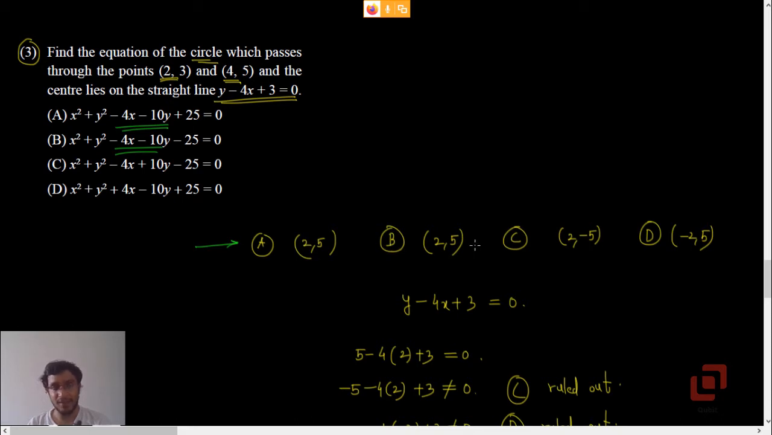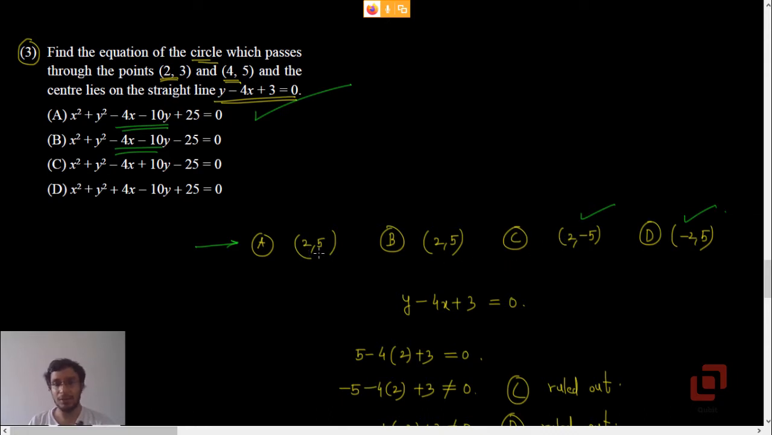If you go to option C, the x coordinate of the center will be 2 and the y coordinate will be minus 5. Yes. And if you go to option D, the x coordinate will now be negative 2 and the y coordinate will be 5. Correct? Now they are saying that the center lies on the line y minus 4x plus 3 equal to 0. So now I will pick these 3 points (2, 5), (2, minus 5) and (minus 2, 5). I will substitute the coordinates of these points in the equation of the line y minus 4x plus 3 equal to 0, and I will see which of these points lie or lies on the line.